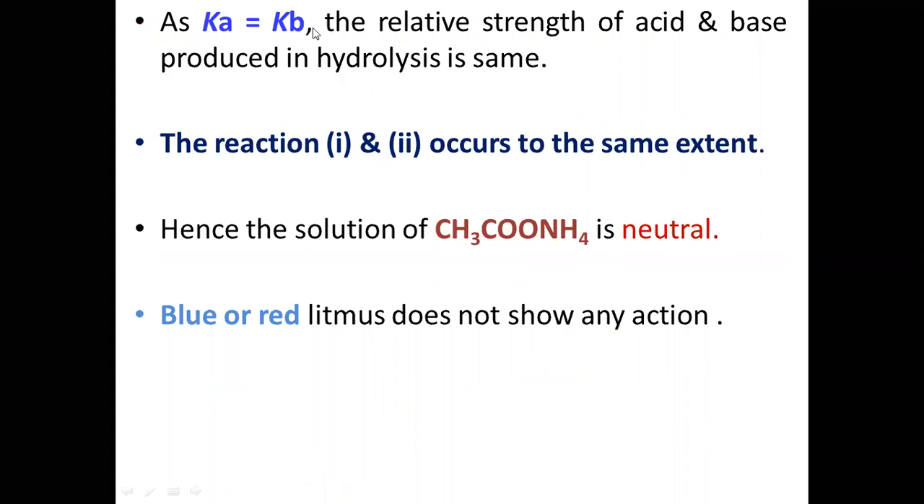So as Ka is equal to Kb, the relative strength of acid and base produced in hydrolysis is the same. Okay, the relative strength of acid and base produced in hydrolysis is the same. So reaction first and second occur to the same extent. As I told you earlier, the concentration of OH minus ion produced and the concentration of hydronium ion produced are the same. Hence the solution of ammonium acetate is neutral in nature.